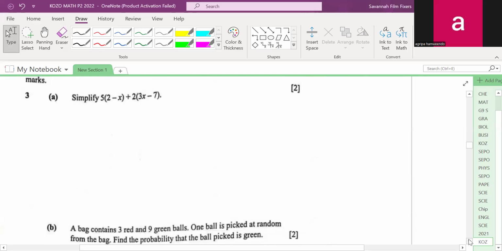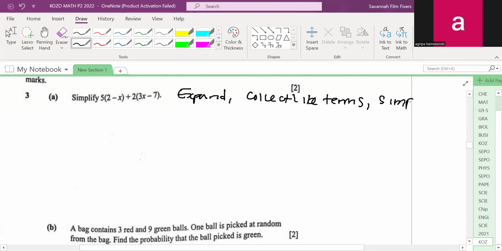Okay. So we are here. We're on section B now, question 3. So simplify this equation here. So here they are just telling us to expand and then collect like terms, then simplify. Is it what they are telling us to do? Yes. Okay. So we have 5, open brackets, 2 minus x, plus 2, open brackets, 3x minus 7. So we expand like this, right?